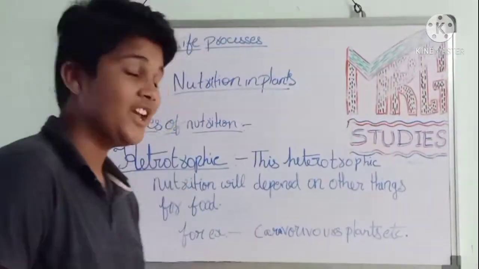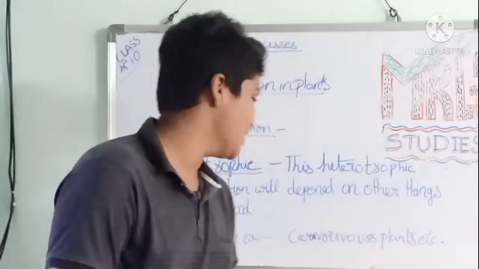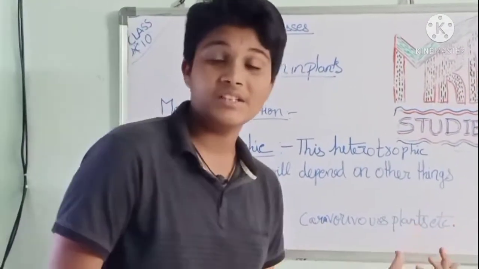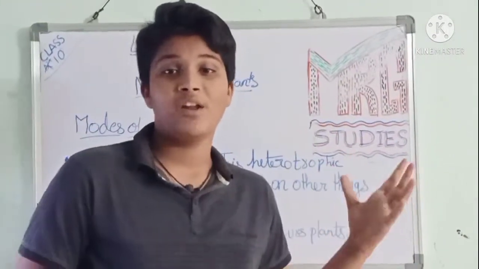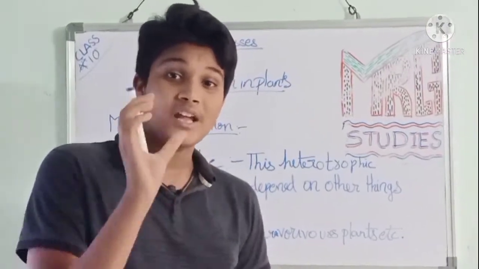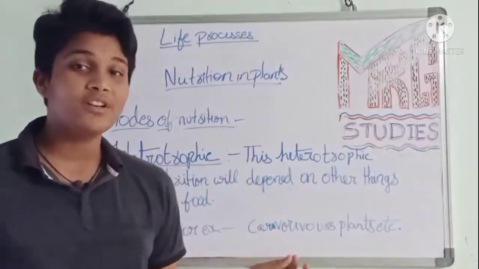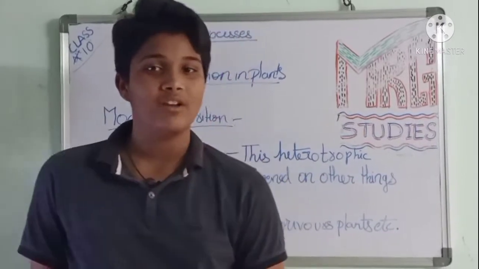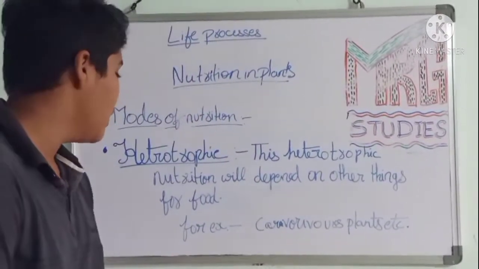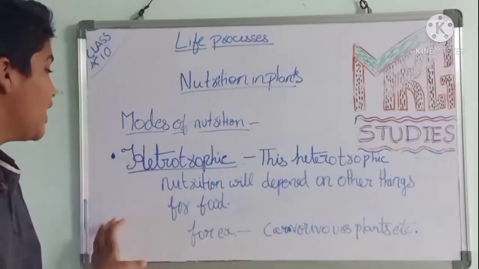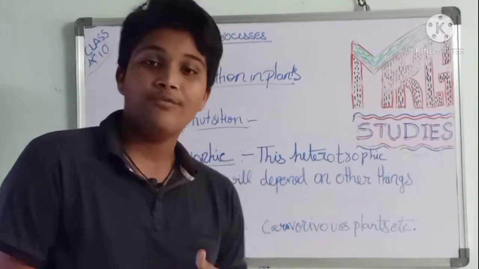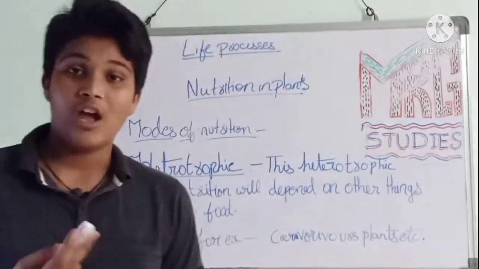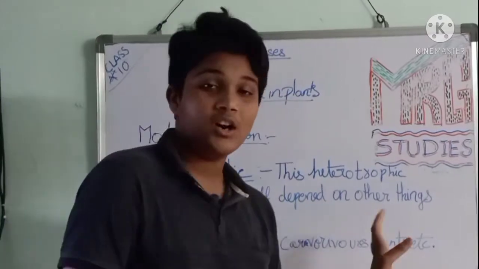Okay friends, now I will tell you about heterotrophic nutrition. Heterotrophic nutrition depends on other things for food. For example, carnivorous plants. In some Amazon jungles or like the Nallamala forest, there are plants with beautiful flowers, and when an insect goes to the plant, it closes and takes the juice from the insect, and that plant lives like that. So these carnivorous plants are in heterotrophic nutrition. If you have any doubt, stop this video, read the definition of heterotrophic nutrition, and search in Google what carnivorous plants are.